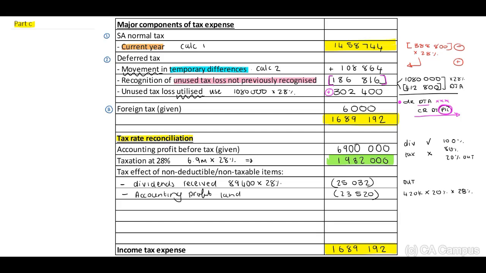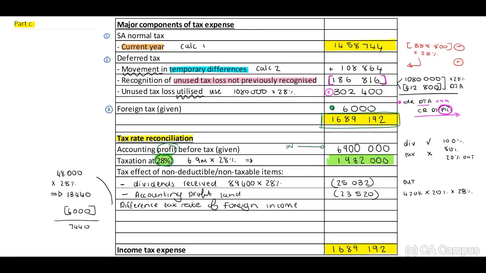Now, what's next? If you look at our total income tax expense, which is an amount of 1.6 million. Included is our foreign tax. But in our accounting profit calculation, we've included the foreign income at the 28% because our foreign income is still included in the 6.9. Therefore, this is included at 28%, but we only include 6,000. Therefore, there is a difference in the tax rate of our foreign income.